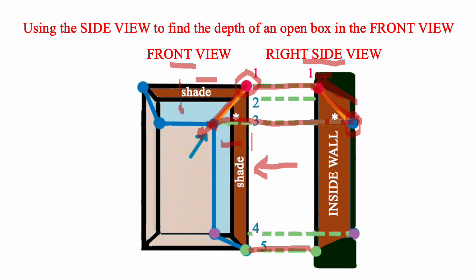Then you don't need the side view anymore. You can go vertically down to the edge and then to the corner. And to check your work, you can make sure that number 4 here lands in the same position as number 4 on the side view.